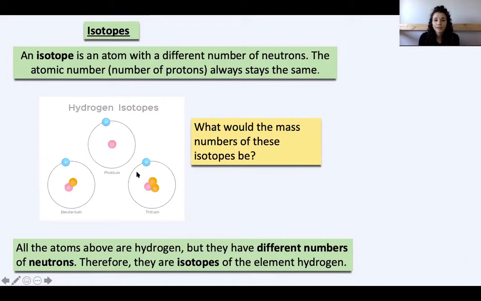Remember, these are all still neutral atoms, because the particles with charges are the protons and electrons, and there's the same number of those in each. There's 1 of each in all of these. So these are all neutral atoms, but they're just isotopes of each other. They just have a different number of neutrons, and so a different mass number.